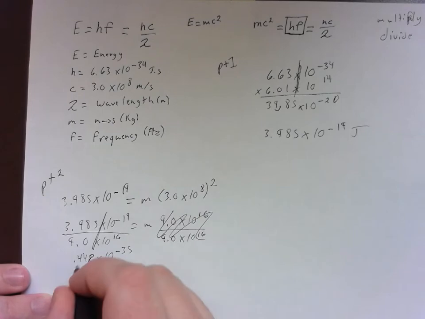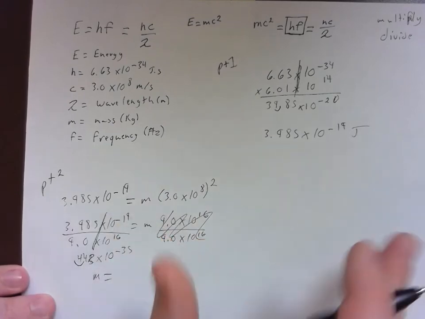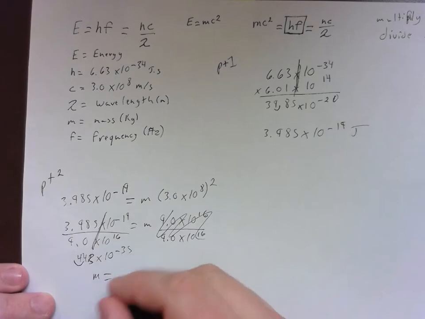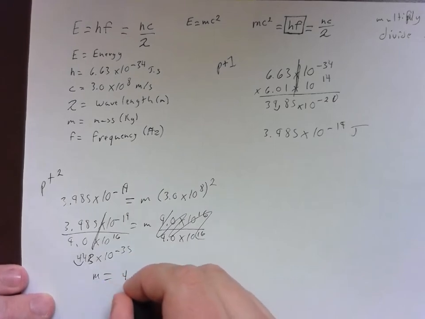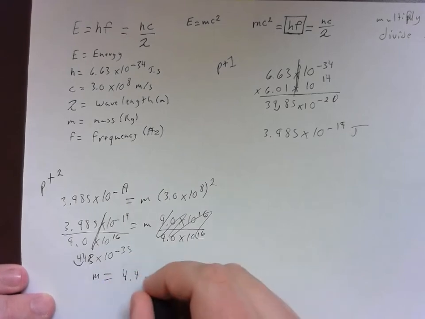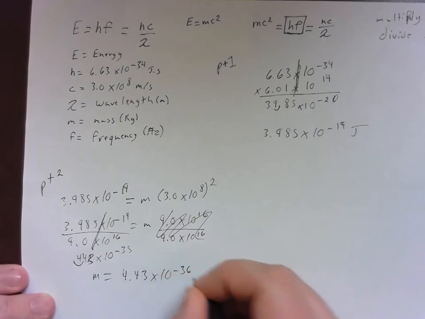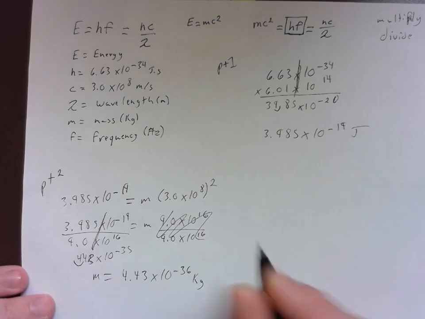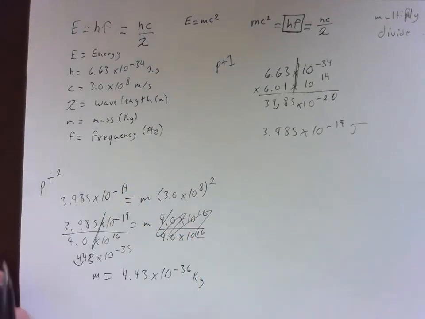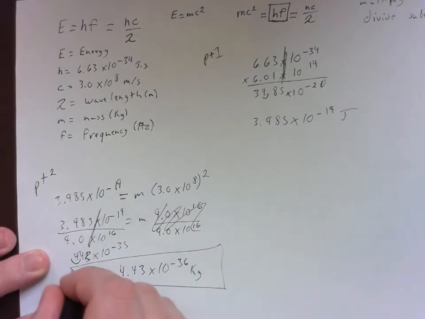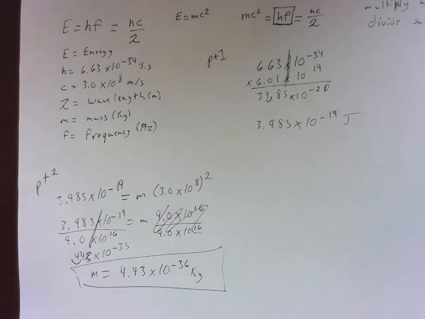Still not true because we have to move it over 1, but remember, if we move to the right, then we're going to take away an exponent. So it is going to be 4.43 times 10 to the negative 36th kilograms, because remember, mass is always in kilograms. So this is my answer for the mass of a green wave.